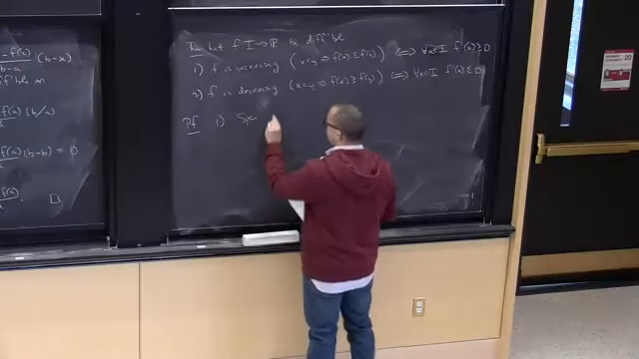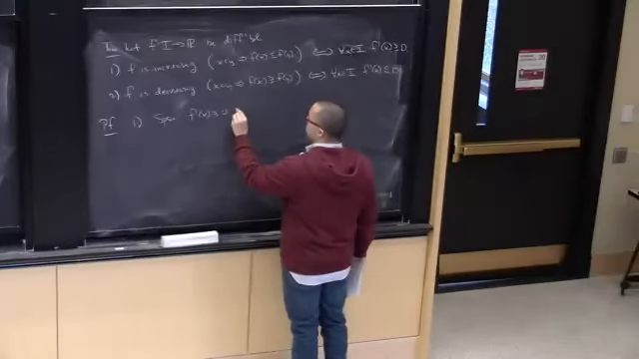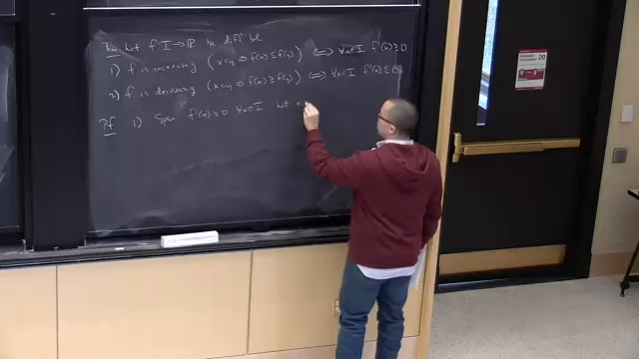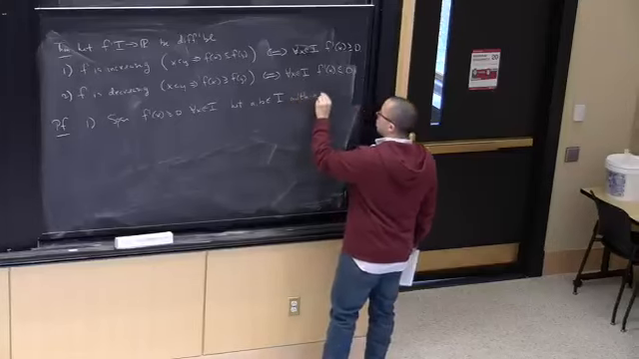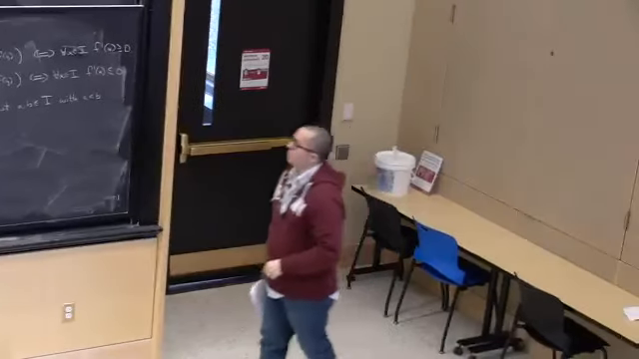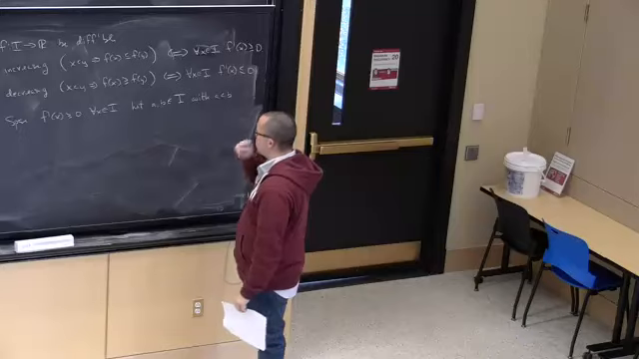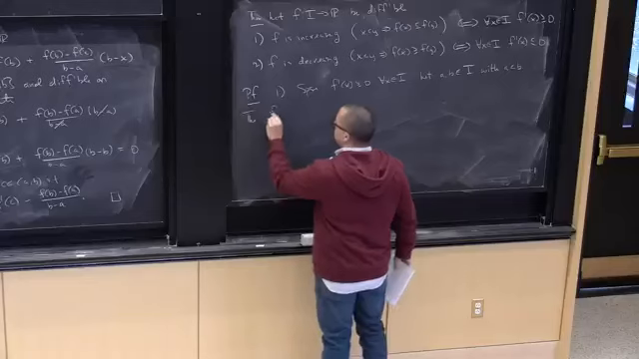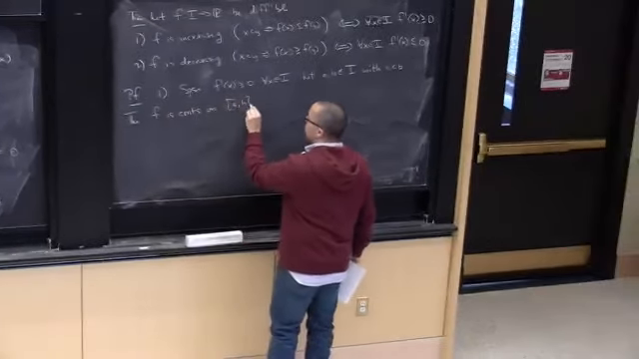So suppose first that f prime of x is always non-negative. Let a, b be in I. We now want to show f of a is less than or equal to f of b. Then f is continuous on this smaller interval ab.